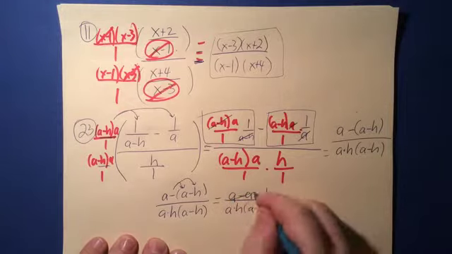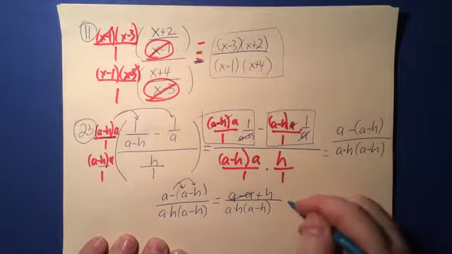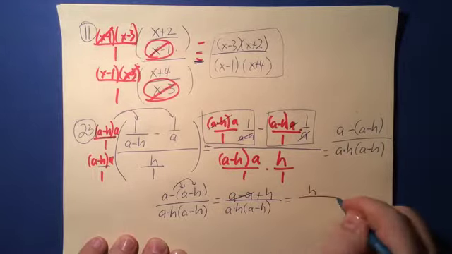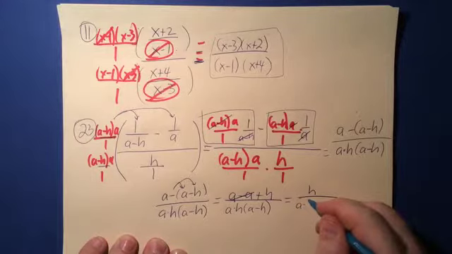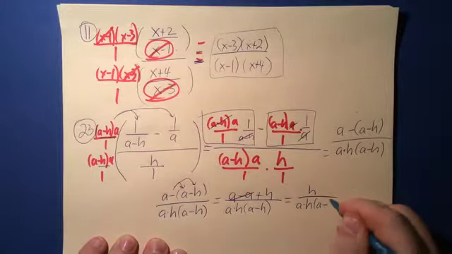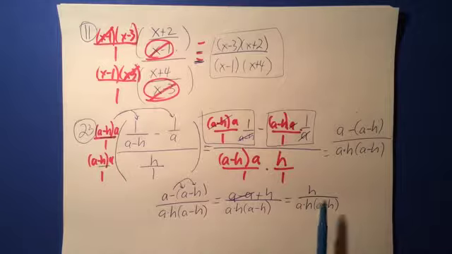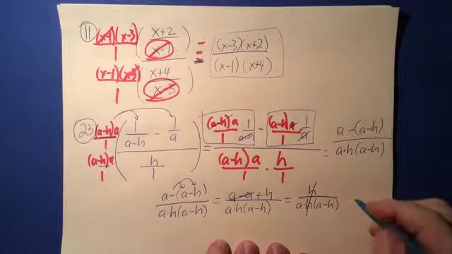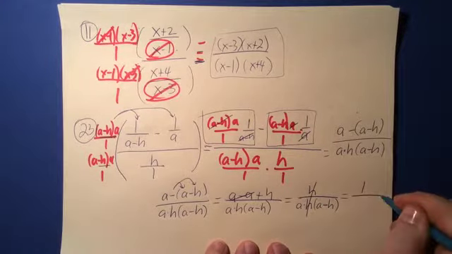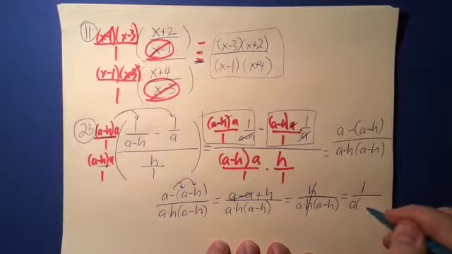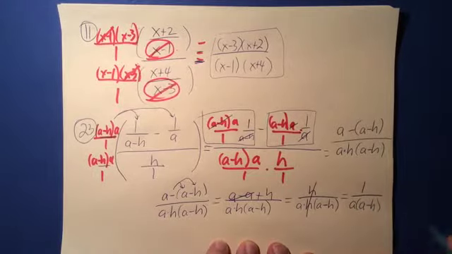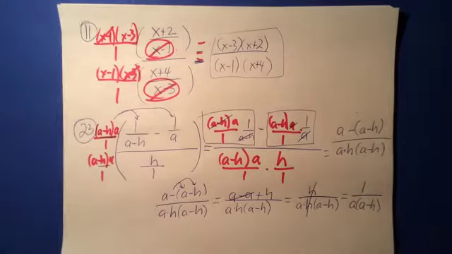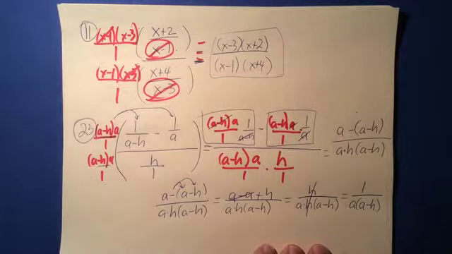Well, a minus a, that's going to reduce to 0. That's going to leave me with h over a times h times a minus h. Now that we have h by itself, nothing being added or subtracted from it at this point, we can also reduce the h here. And that's going to leave us on top with 1 over a times a minus h. And that is our final answer for question 23 in its simplest form.